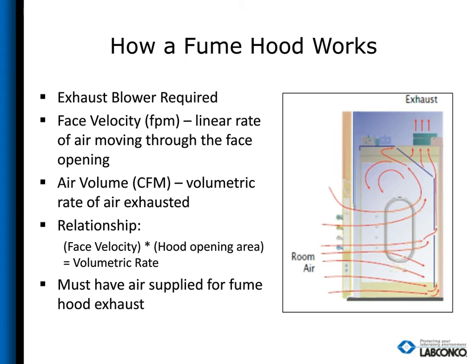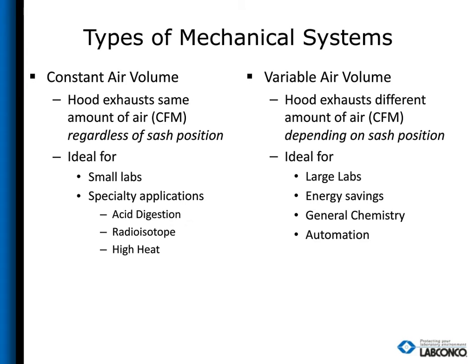So now we've picked out our hood and we know the air that will be exhausted from the fume hood will be replaced by the supply air, but we have a choice of what type of mechanical system we want to put this hood on. The two choices I'm going to talk about today are a constant air volume system and a variable air volume system. You may hear these referred to as CAV and VAV. These refer to the volumetric flow, or CFM, that we just discussed.